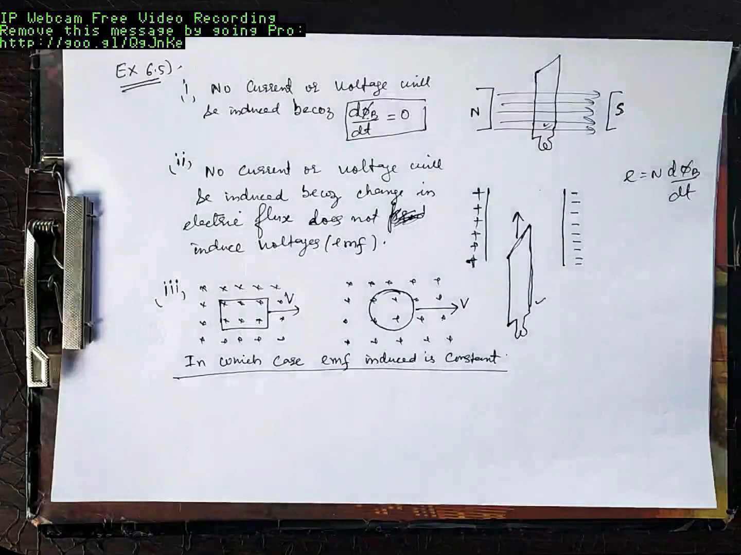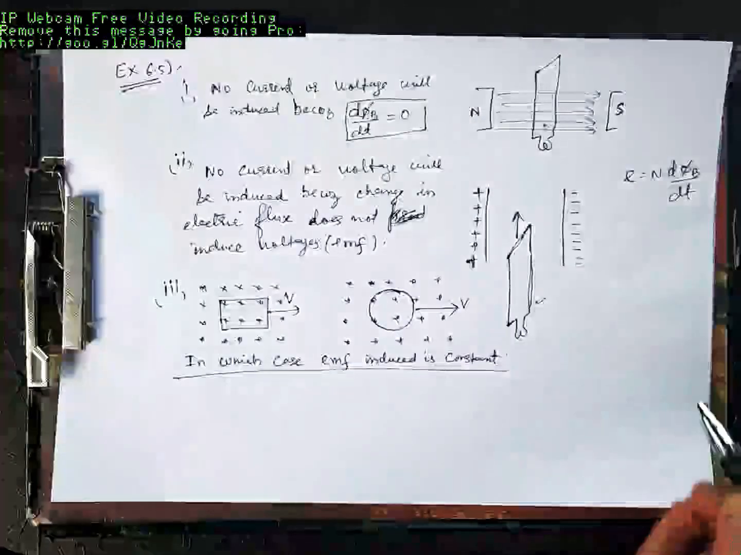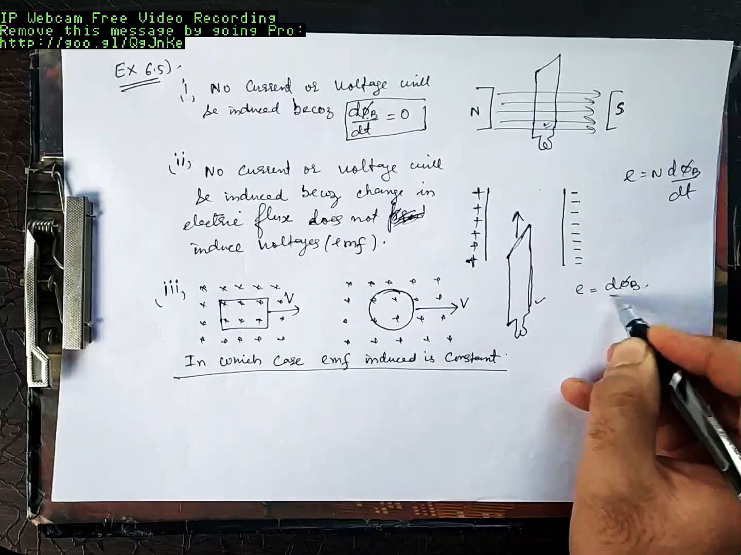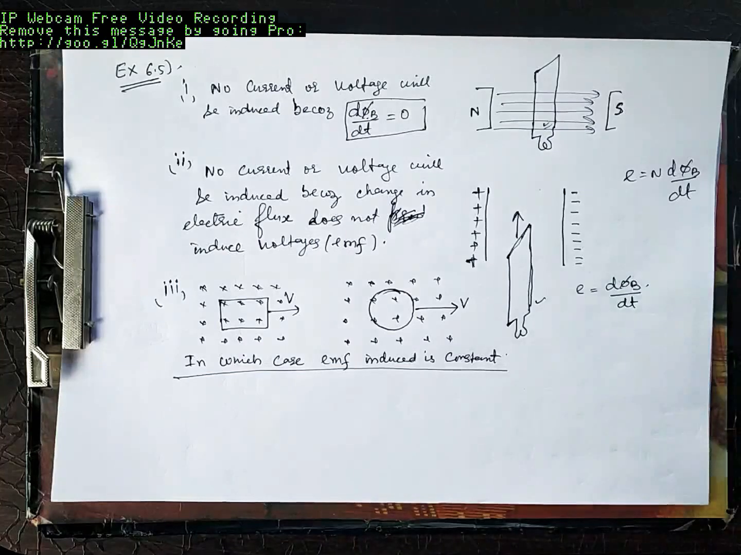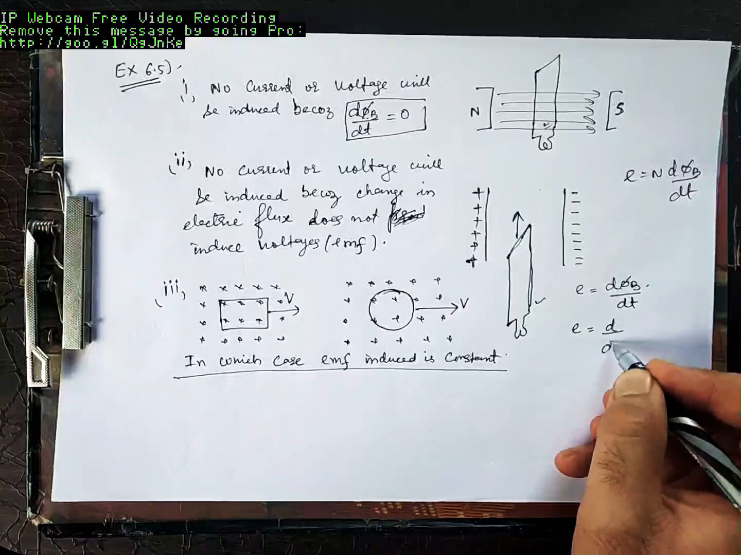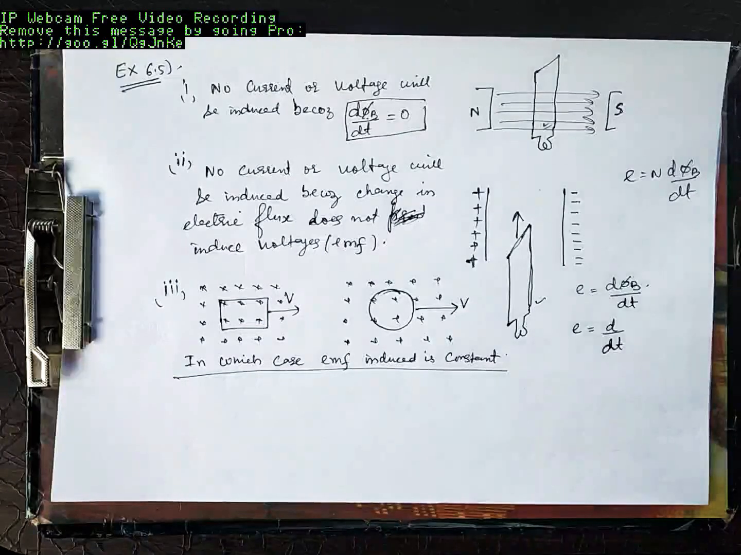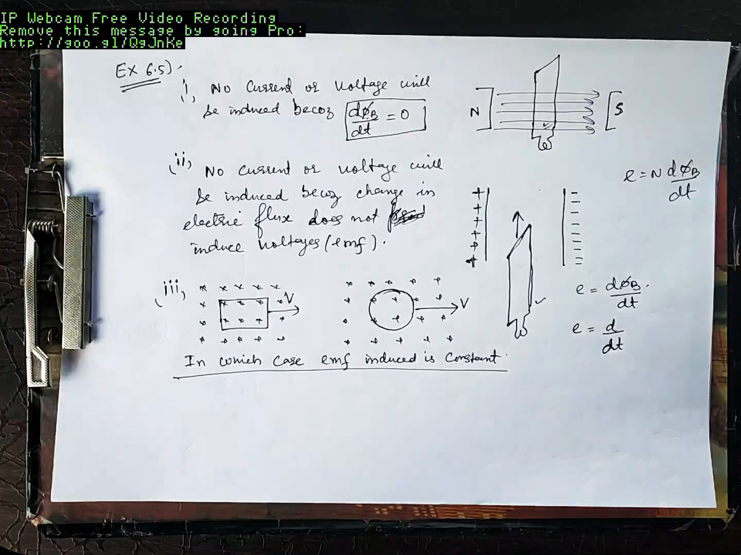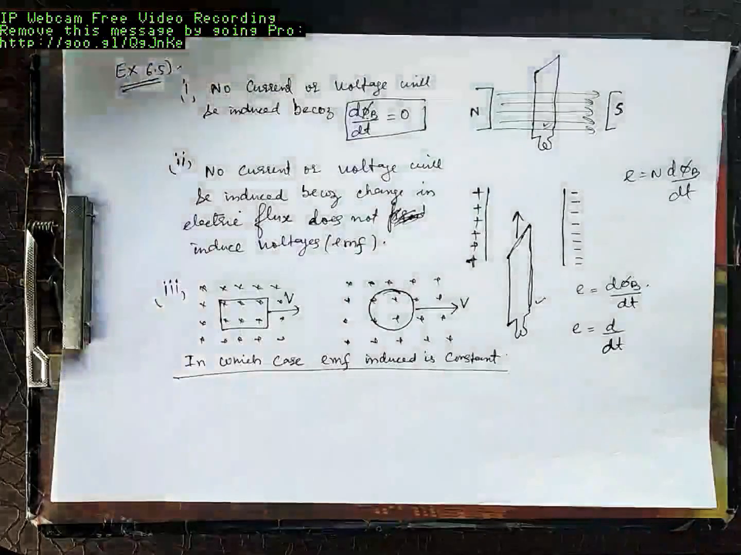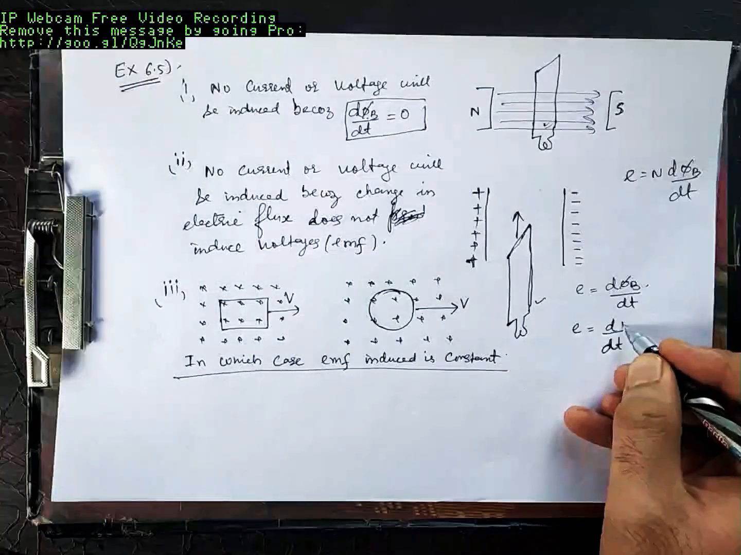This is a very important question. We already know that EMF E is equivalent to N d phi B by dt. Also E is equivalent to d by dt of B into A.